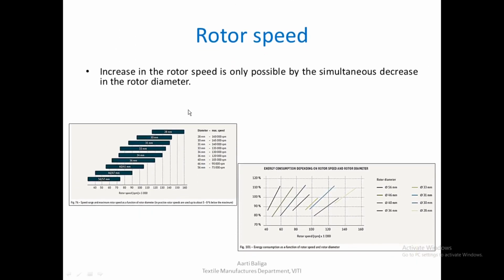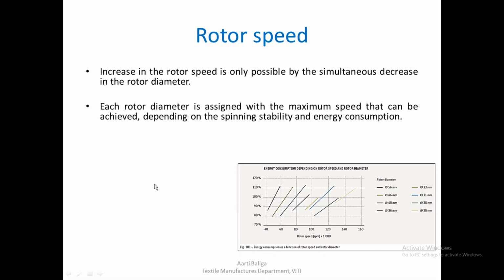So we come to the rotor speed. An increase in the rotor speed is only possible if there is a simultaneous decrease in the rotor diameter. From this particular graph or diagram, we see that our smallest rotor diameter, which is 28 mm, you can run at a speed of 1,60,000 rpm. Whereas if you keep on increasing the diameter, the speed needs to be accordingly reduced.